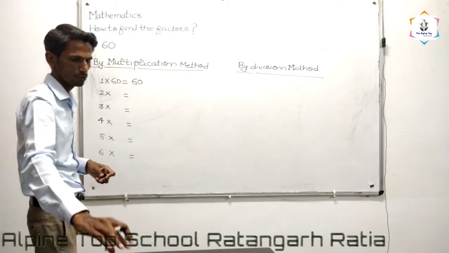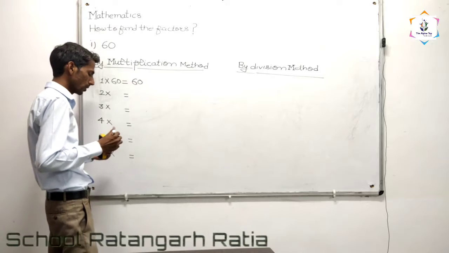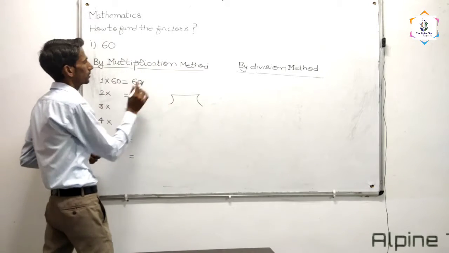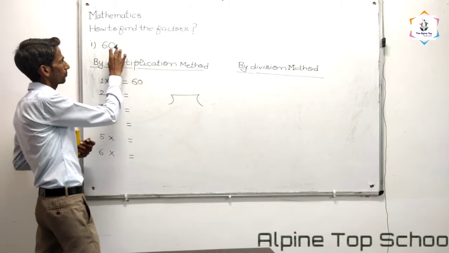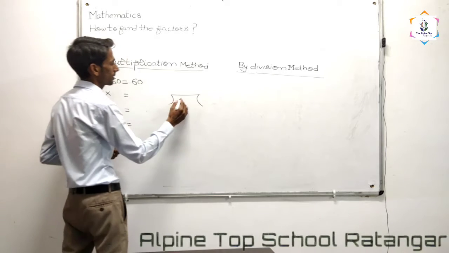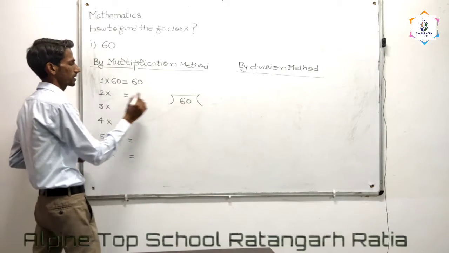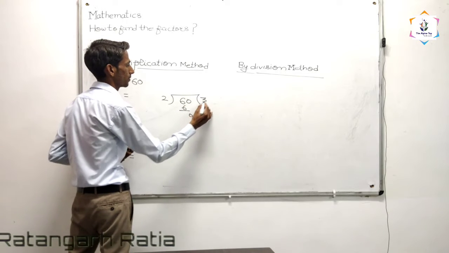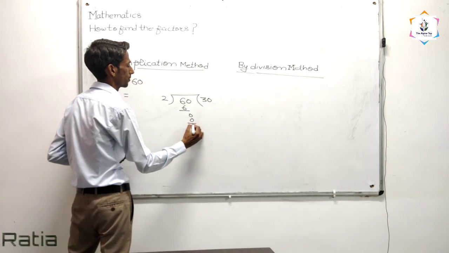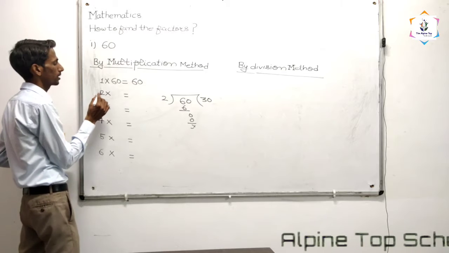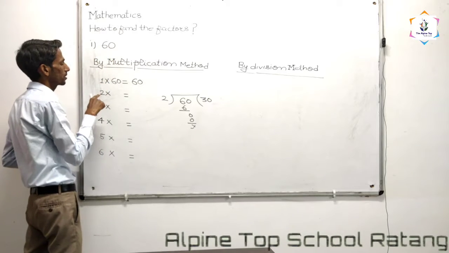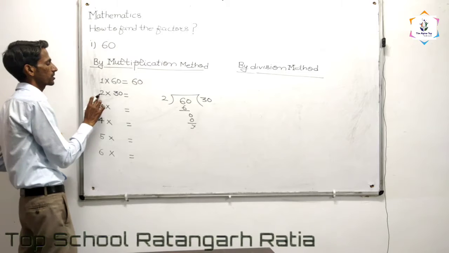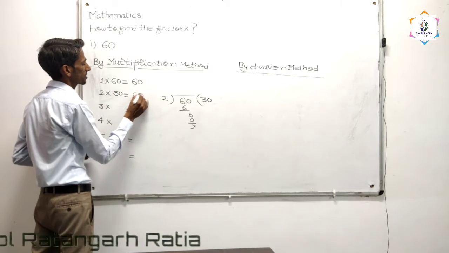For this purpose you may do the work in rough form also. If you cannot identify directly, see the number of which I want to find the factors, that is 60. Now I am going to divide 60 by 2. 2 3s are 6, 2 zeros are 0, means the answer is 30. It means 60 is a multiple of 2 and we are getting 30 here. It means 2 30s are 60.